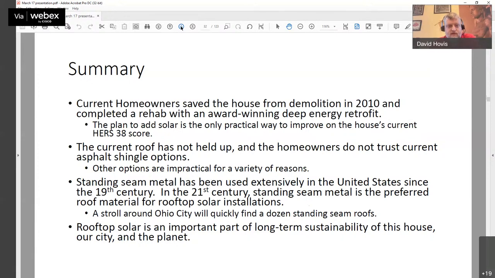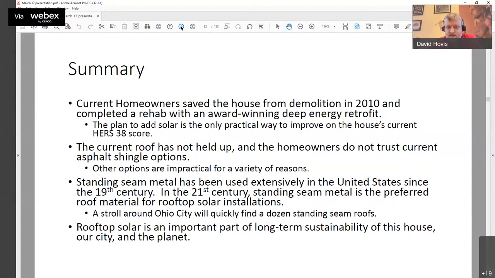Nobody wants to go up there for a $200 patch job, but you can get people to go up there for a $50,000 re-roof, which is what I want to do, and get this settled for the rest of my life. I don't want to have to do this again.